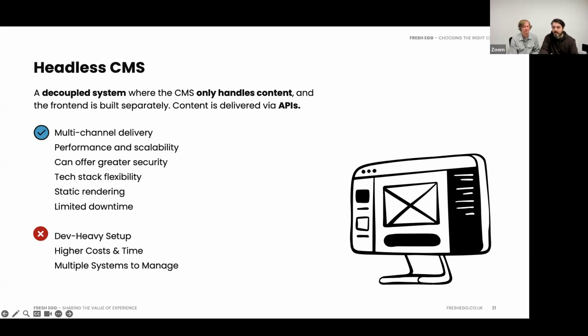Potential negatives, they can be a bit more heavy with the setup in terms of development effort. They're often maybe a little bit more specialist. You've got two systems to manage, front end and back end. They need to talk to each other. So there's a complexity there and potentially additional maintenance. And they can be a bit more time consuming. Again, I'm saying can because, when you have a setup that's built like we have at Fresh Egg, we can spin up headless sites really efficiently. So we maybe don't see that so much, but these are just general opinions.